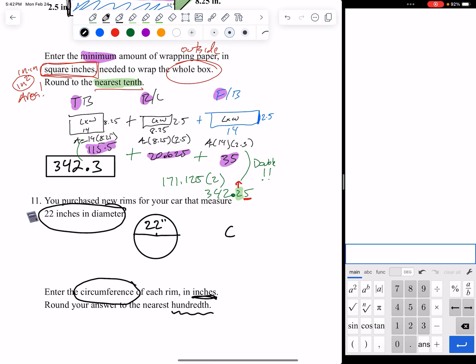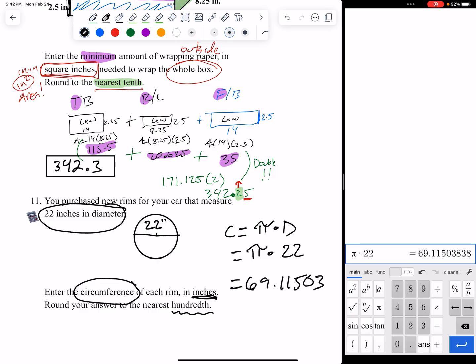So what did we say earlier? The circumference is pi times diameter. So in other words, I got pi times 22 inches. So I'm going to go ahead and use, and did they tell me to use 3.14? They did not. So I'm going to use all of pi. I'm just going to put that on my calculator. Look, pi times 22, and I'm going to get 69.11503, blah, blah, blah.